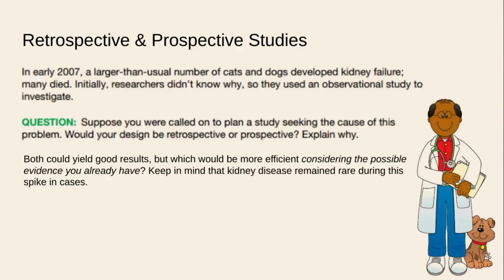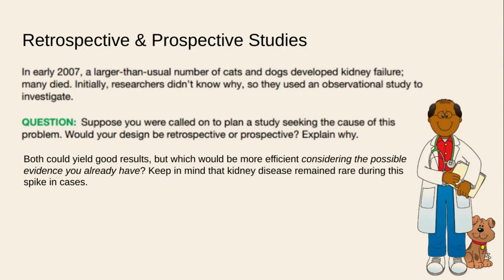So here's an example from our textbook. In early 2007, a larger than usual number of cats and dogs developed kidney failure. Many died. Initially, the researchers didn't know why, so they used an observational study to investigate. Here's the question. Suppose you were called to plan a study seeking the cause of this problem. Would you design your study to be retrospective or prospective?